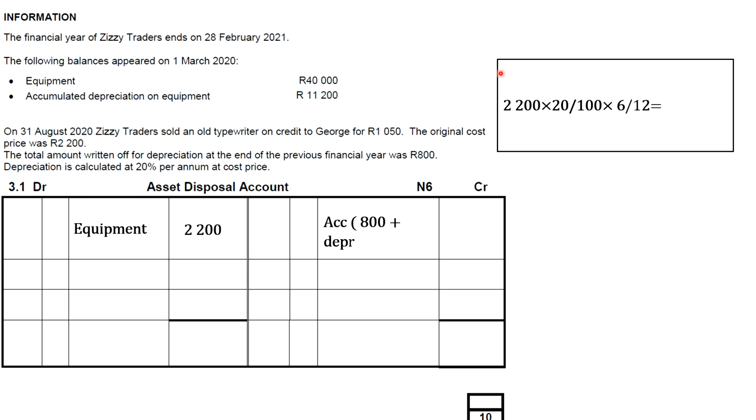So 2,200 is our cost. 20 over 100 is 20%. We are given here 20%. Then 6 over 12. Now, like I said, we want to push it from 1 March to 31 August. If you count from 1 March to 31 August, that's 6 months: March, April, May, June, July, August. So we times it by 6 over 12. That gives us 220, which is our depreciation.